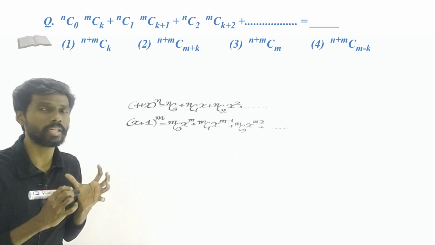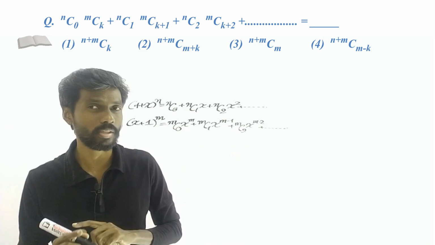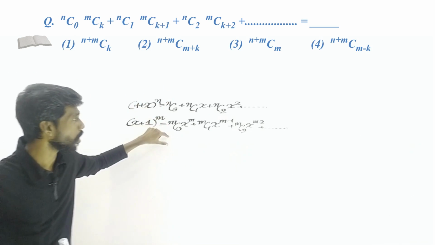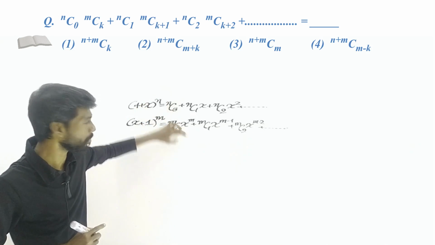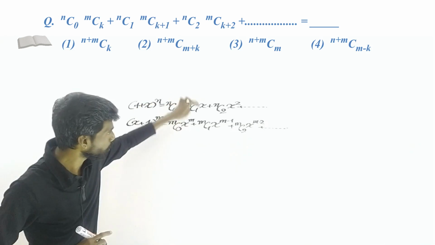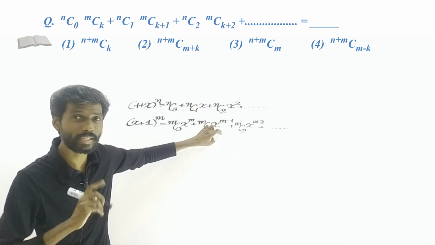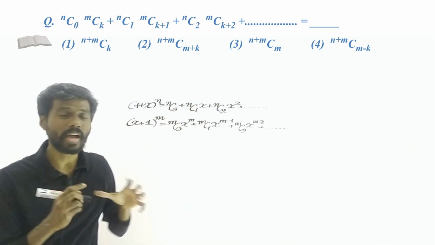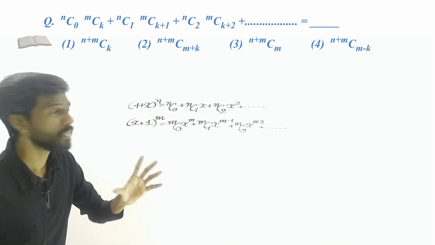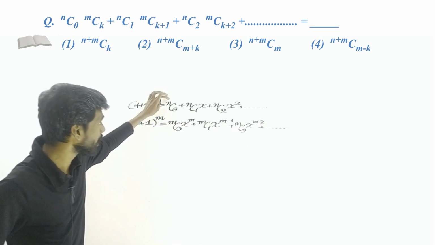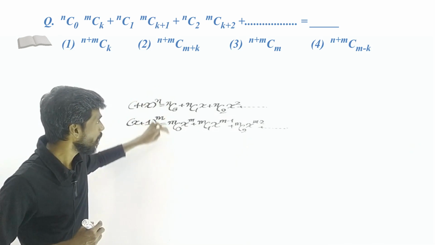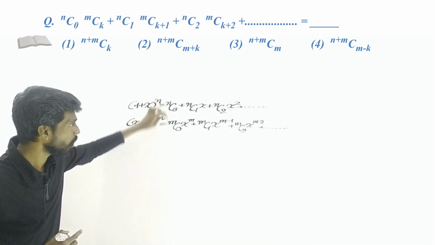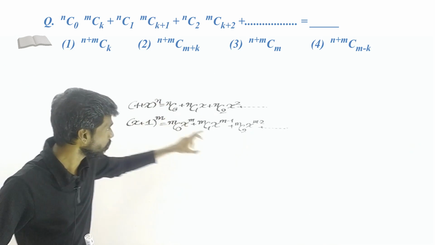Now we want a particular term. Suppose you want nC0 mC0, nC1 mC1. Then we have to multiply these terms and find the coefficient of x to the power m. When these two are multiplied, we get x to the power m minus 1, x to the power m. So nC1 mC1, nC0 mC0, nC2 mC2 is the coefficient of x to the power m in this product. But we want not nC0 mC0; we want nC0 mCk, for some other value, say k. Next nC0 mCk. For example, 2.